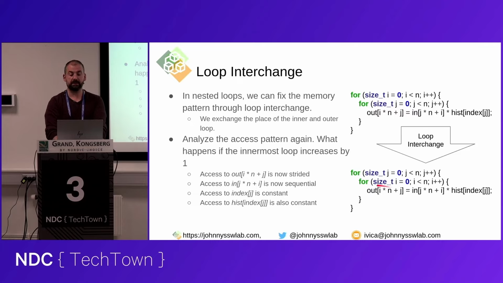Now let's analyze again the memory access pattern. This time the innermost loop is over i. So what happens to out of i times n plus j? What is the memory access pattern for this variable? Strided. Okay, and for this one, index of j, constant. And for the histogram of index of j, constant. Okay, so we have two constants, one sequential and one strided.